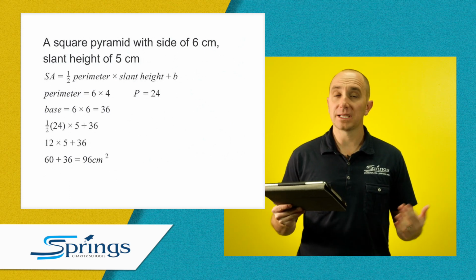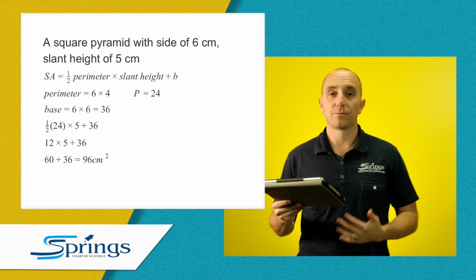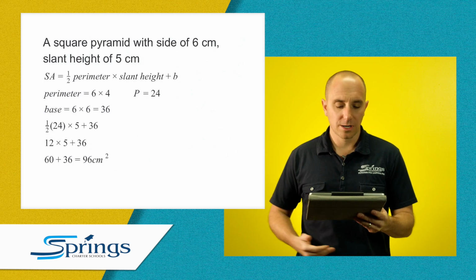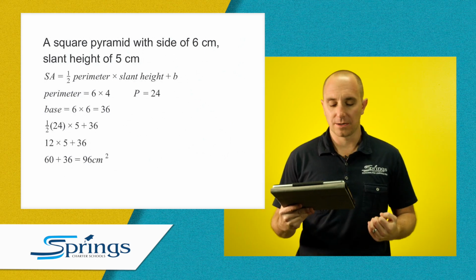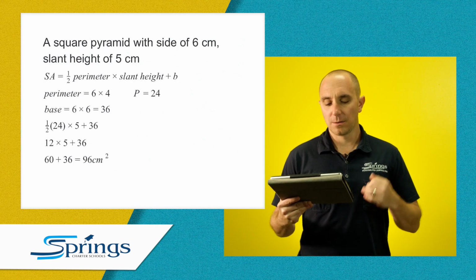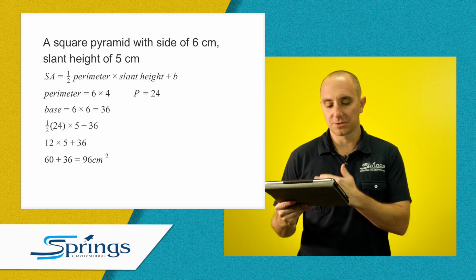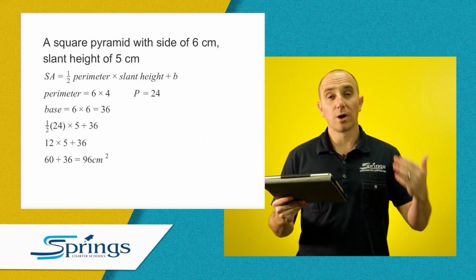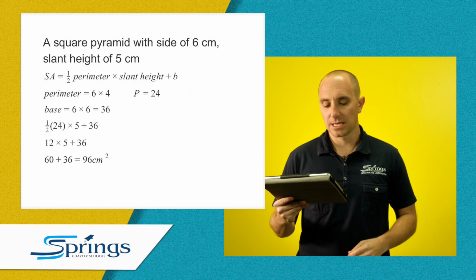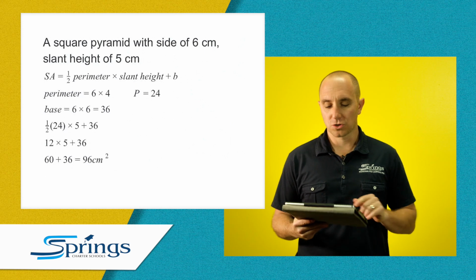Then we've got to figure out our base. Since it's a square pyramid again, we're going to use our formula for area of a square. We're just doing 6 times 6, side squared, which is 36, and then we plug them in. So we have 1/2 the perimeter, which was 24, times 5 plus 36. 1/2 of 24 is 12 times 5 plus 36. 12 times 5 is 60, and then 60 plus 36 is 96. Then we go back to our measurement, which is centimeters, so 96 centimeters squared.